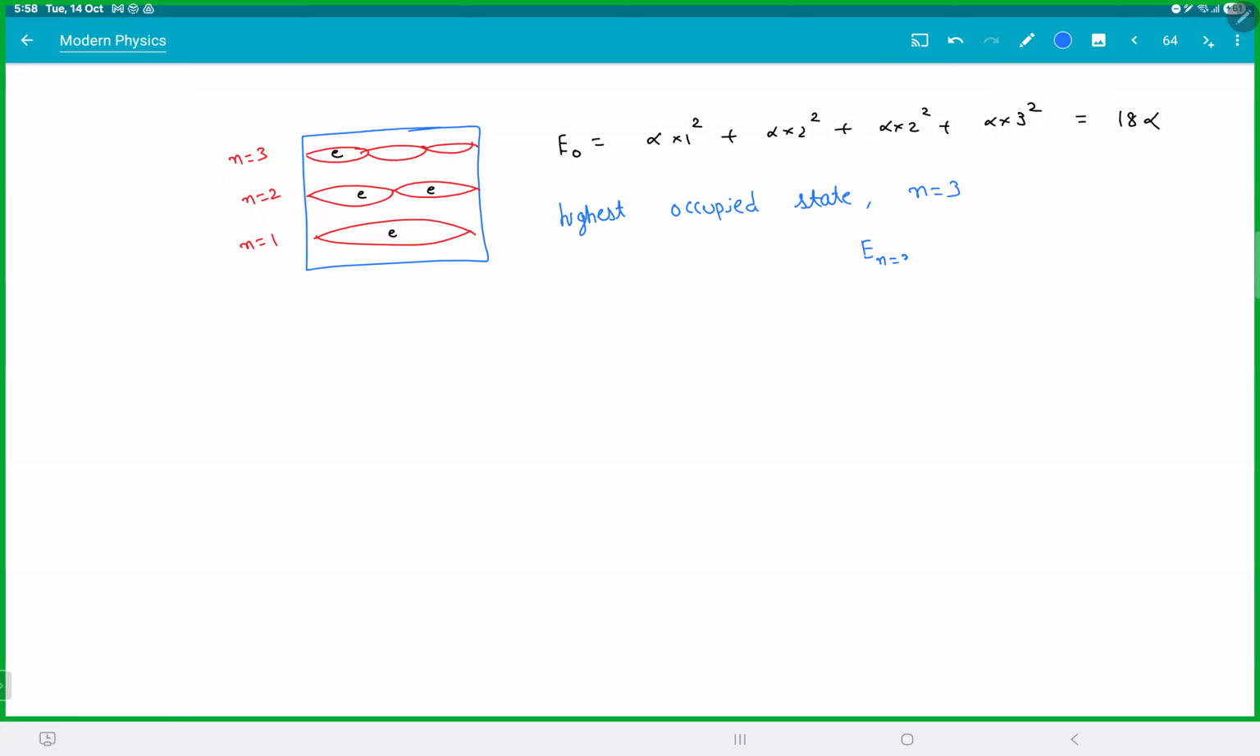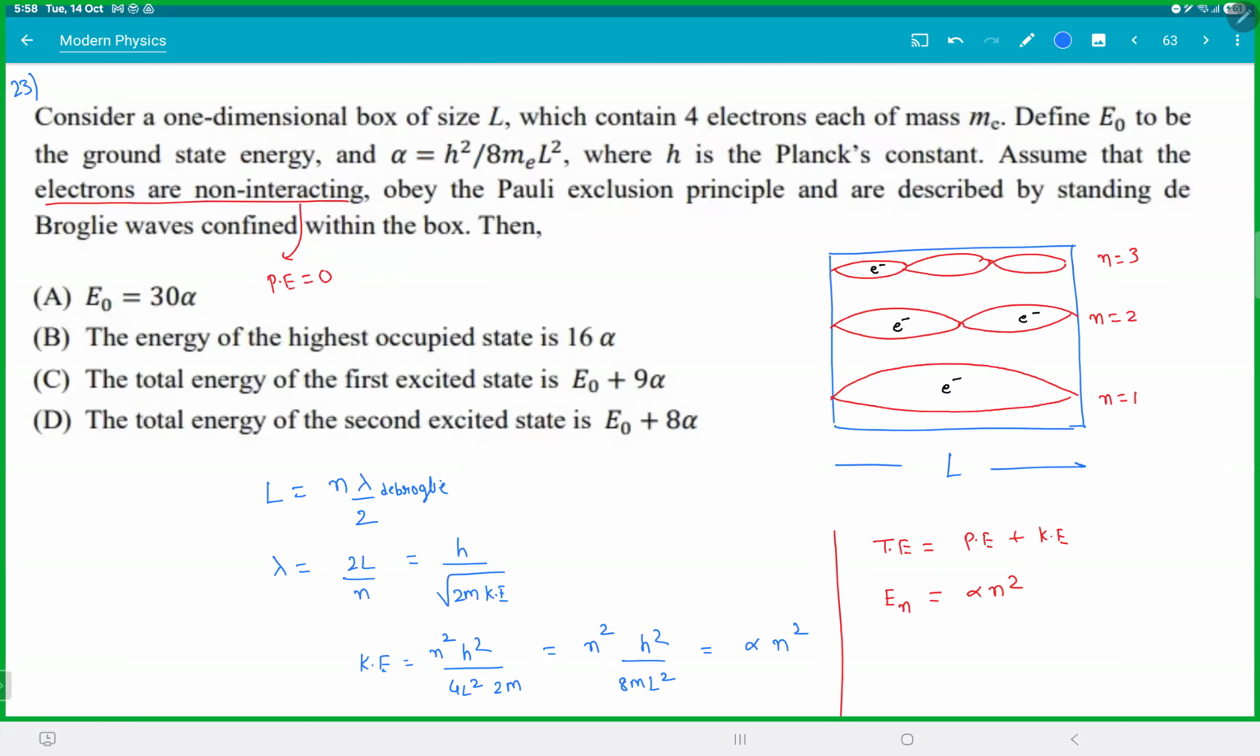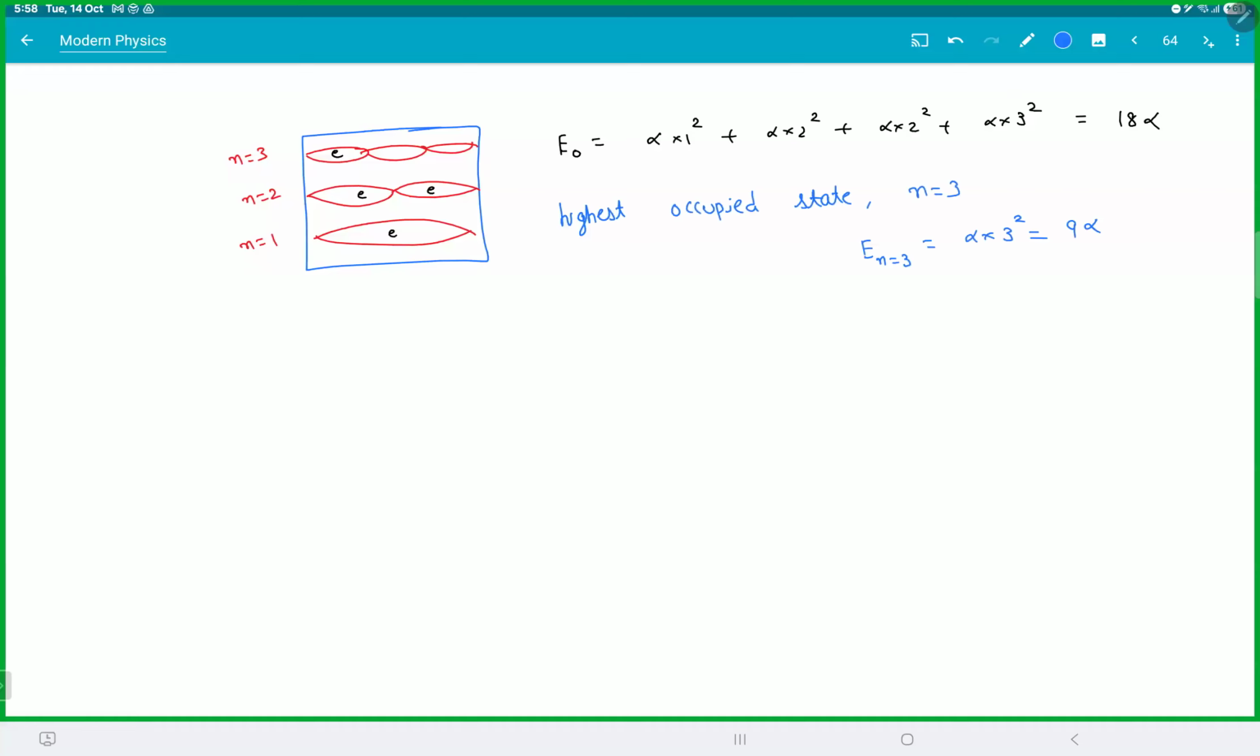So energy for the third state will be alpha into 3 square, 9 alpha. That is also not matching. The total energy of the first excited state. In this, can you tell me, when you say first excited state, which electron will jump where?